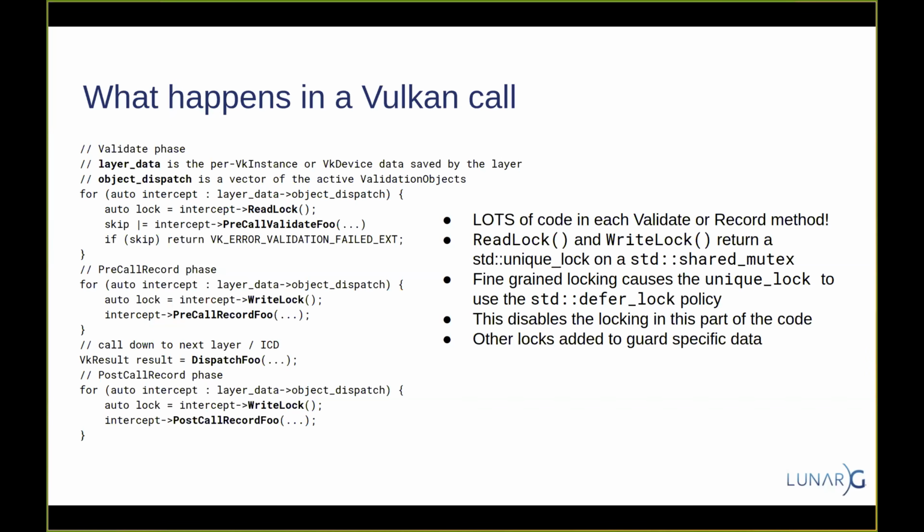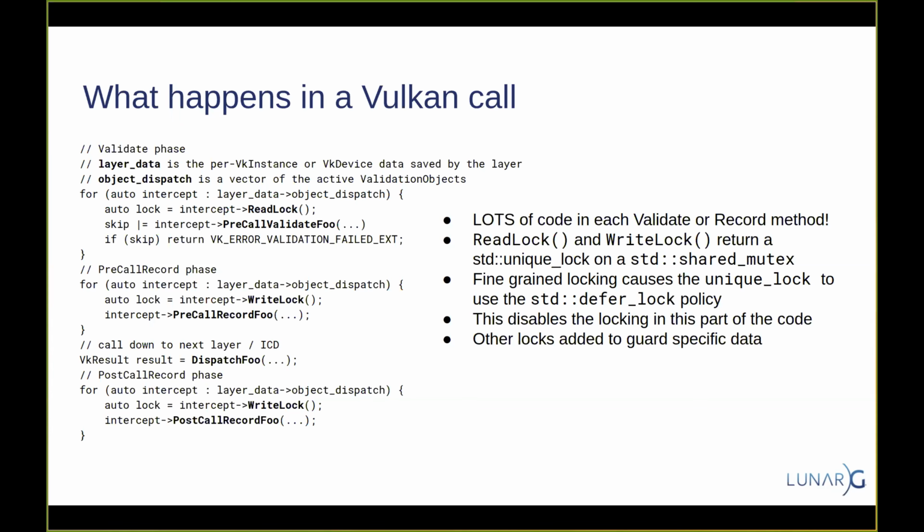So we'll run through all of those active validation objects and lock their read lock, call their read lock method, and then call the pre-call validate hook. And then after that, call the pre-call record hook with a write lock held. Then we'll call down into the driver. And then after that, we'll do a post-call record hook. So not every Vulkan call implements all of these hooks, and some of them are more expensive or less expensive than others. But in general, there's a lot of code inside of each of those hook methods.